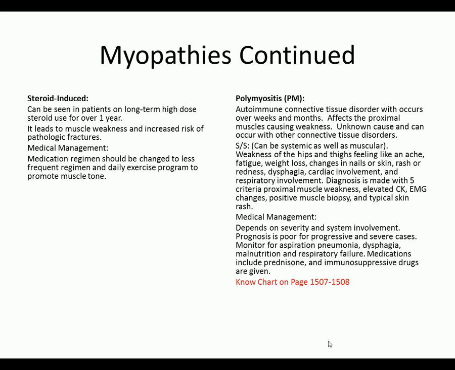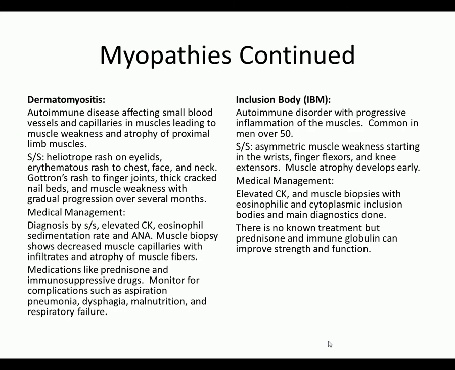Dermatomyositis is another autoimmune disease that affects the small blood vessels and capillaries in the muscles. It can be identified by a heliotropic bluish-purple rash and muscle weakness leading to atrophy and degeneration of the skin and the proximal muscles. Make sure that you know that they can also have an erythematous rash to the chest, face, and neck, but it's that heliotropic rash on the eyelids that is indicative.